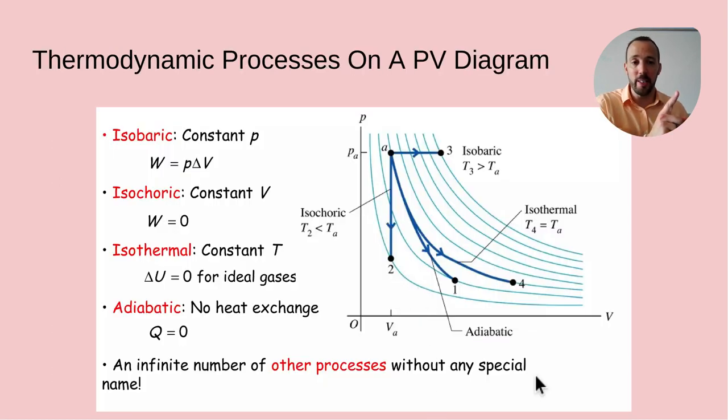So on a PV diagram, you can see these blue lines are very, very helpful. It's very good to know what these look like. An isothermal process occurs along one of those curved lines. Those are called isotherms, and you see the pressure-volume relationship at constant temperatures there. Those are all those light blue lines.